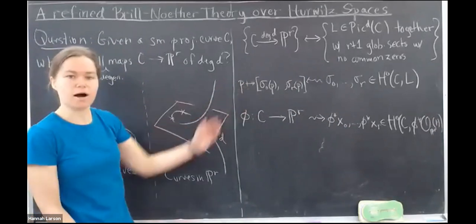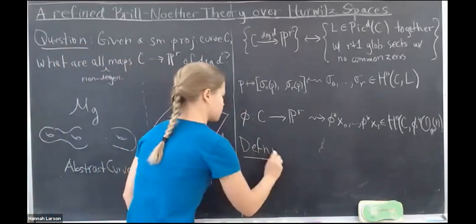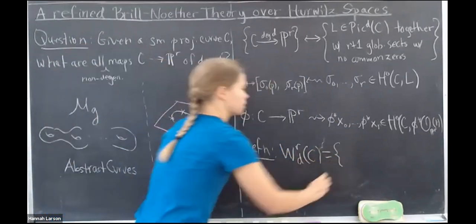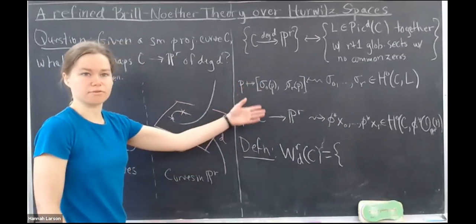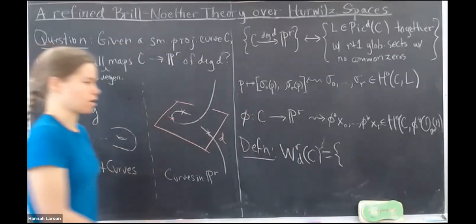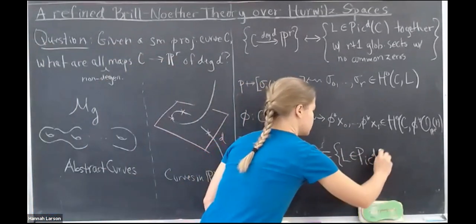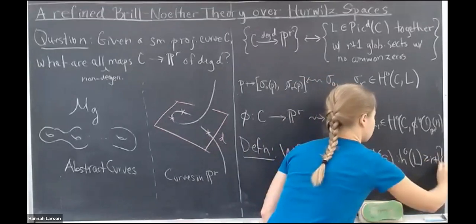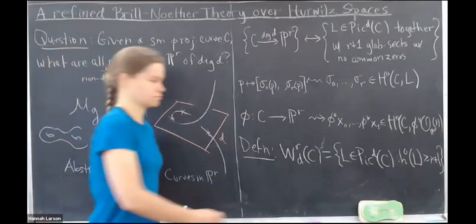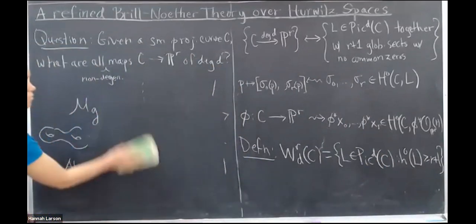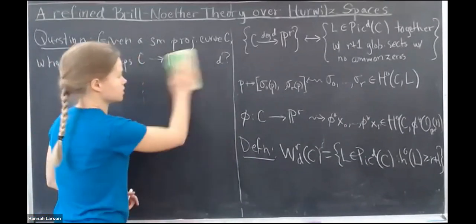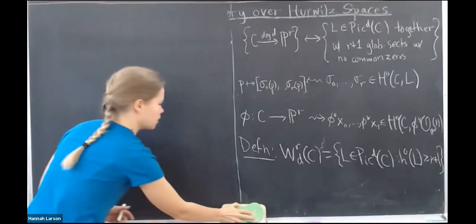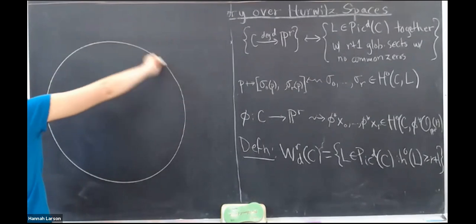So this motivates the following definition. We define the Brill-Noether locus, W^r_d, of C to be the collection of line bundles that have a hope of giving us a map to a projective space of dimension r. So this will be L in Pic^d so that h^0 of L is at least r plus 1. But these varieties, W^r_d, are nested inside of Pic^d. And here is how I like to picture it.